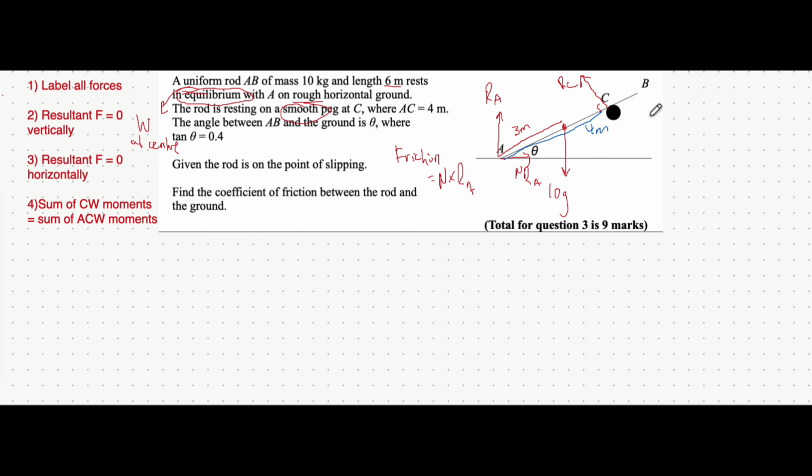It says the angle between AB and the ground is theta, where tan theta is 0.4. You can use that to find the value of theta, so let's just show this method. If I put into my calculator inverse tan, by the way I am in degrees mode, inverse tan of 0.4 is equal to 21.8 degrees. We can use that to find cos theta and sine theta by substituting into sine theta or cos theta. It says given the rod is on the point of slipping, so once again it's still in equilibrium, meaning we can apply all 3 of these equations. Find the coefficient of friction.